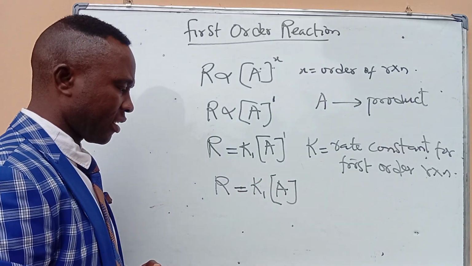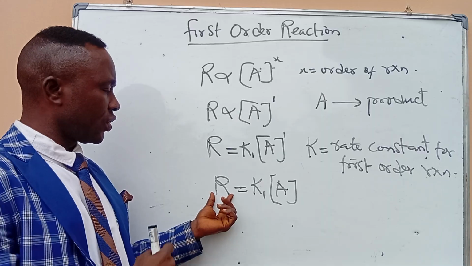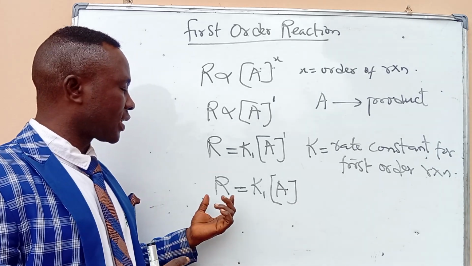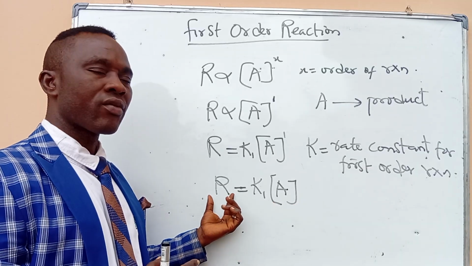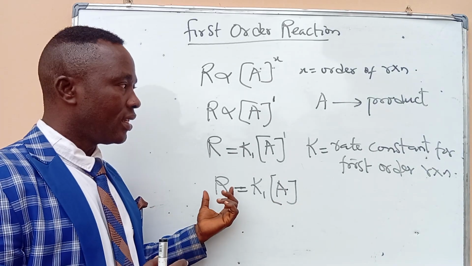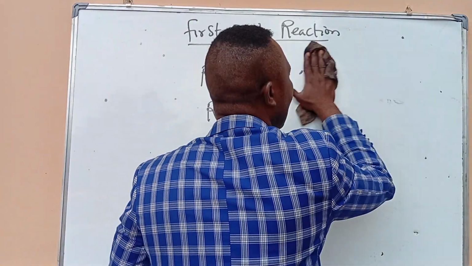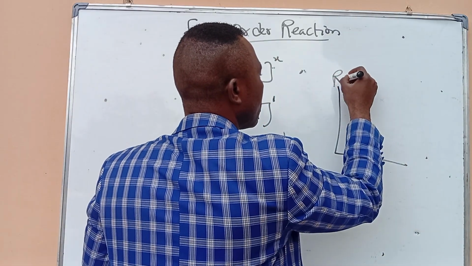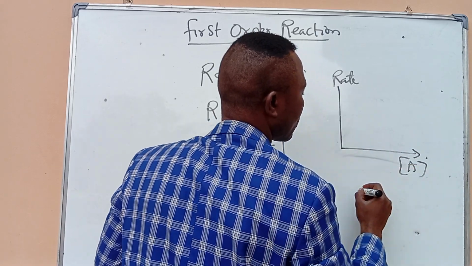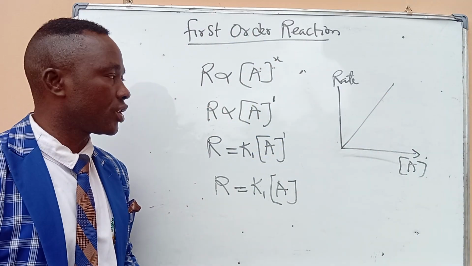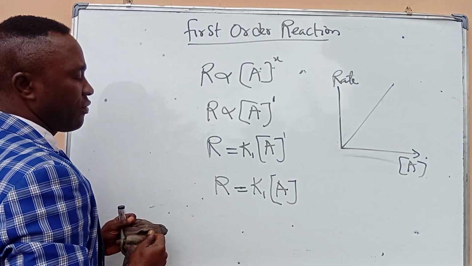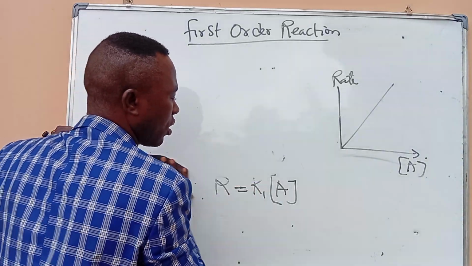That is rate. Now, from mathematics, we know that from this equation, the rate of first order reaction will be directly proportional to the concentration of the reactant, which is to say that if the concentration of the reactant increases, the rate of reaction will increase. If the concentration of the reactant decreases, the rate will also decrease. That is to say that if we plot a graph of rate against concentration of the reactant, it will be a straight line graph starting from the origin. Meaning that the rate for first order reaction increases as concentration increases.